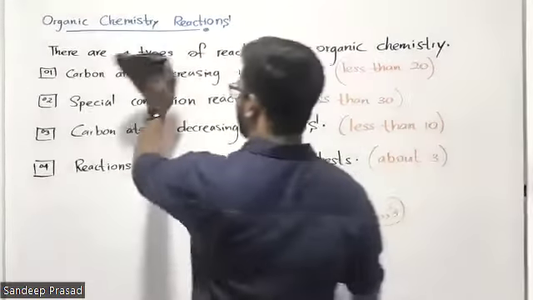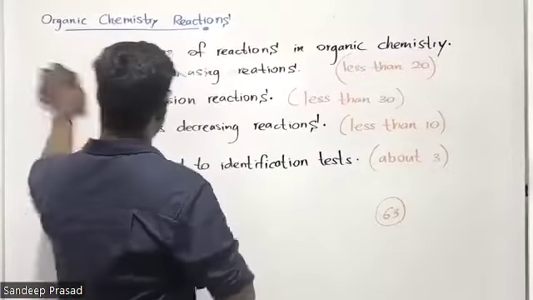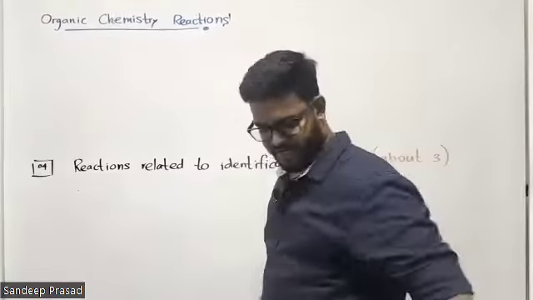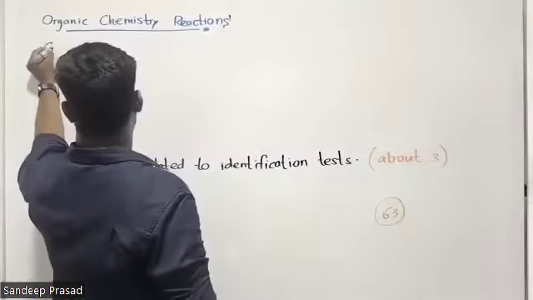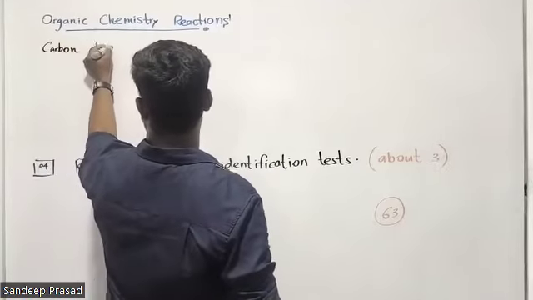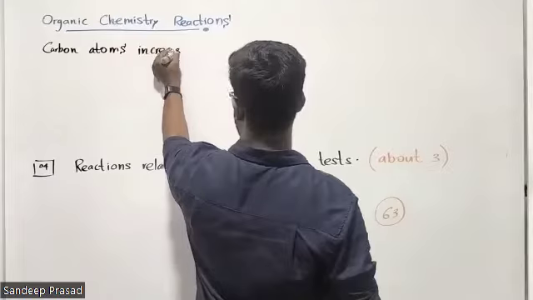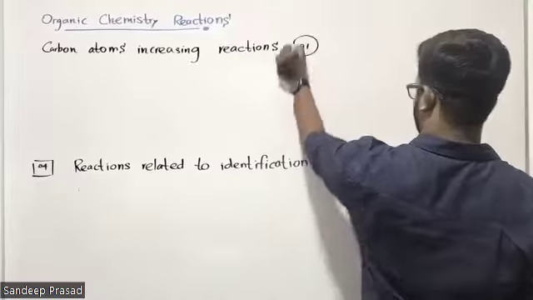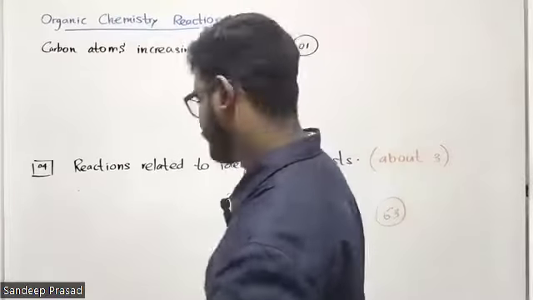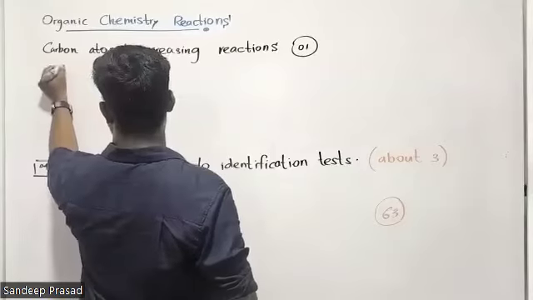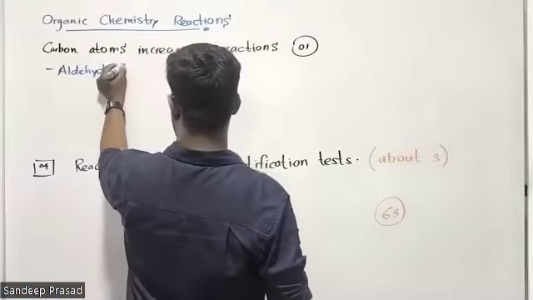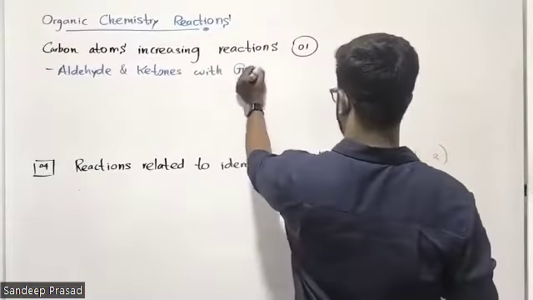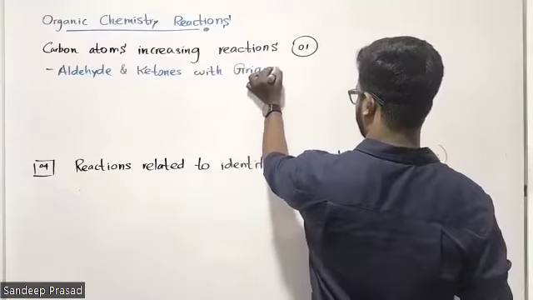Done, right? Okay, then write down the subtopic. Carbon atoms increasing reactions number 1: Aldehydes and ketones with Grignard reagent.